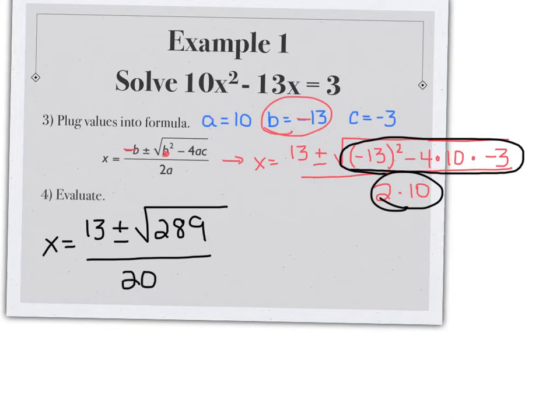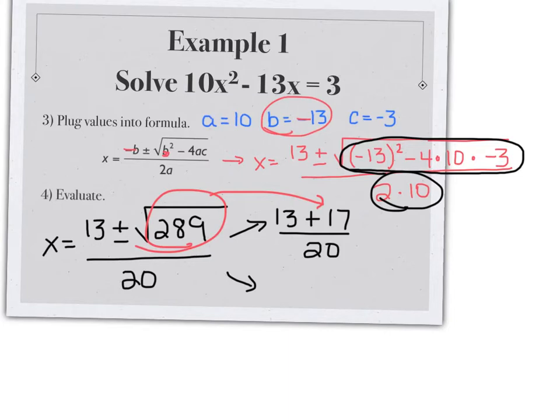Well, the square root of 289 is 17, and then I want to use the fact that this is a plus or a minus. As soon as I reach this point where there's nothing else I can do without dealing with the plus or minus, I have to split into two separate equations. And that should look familiar to you. We've done other stuff in this chapter where you have to do it in two separate equations. One of my equations is going to say 13 plus 17, which again, the 17 came from actually doing the square root of 289. Okay, square root of 289 is 17. So 13 plus 17 over 20, and 13 minus 17 over 20.